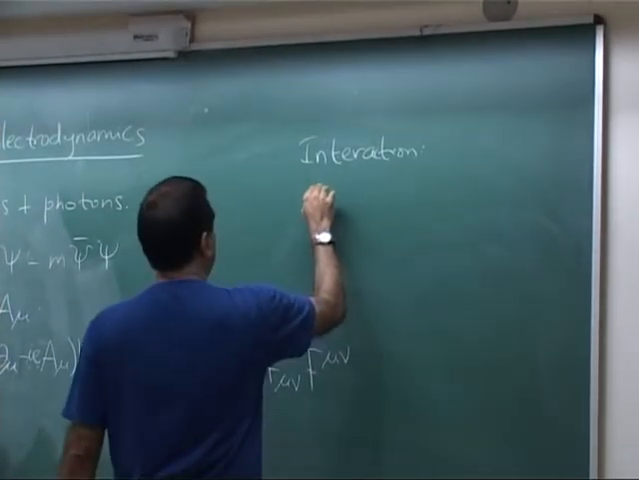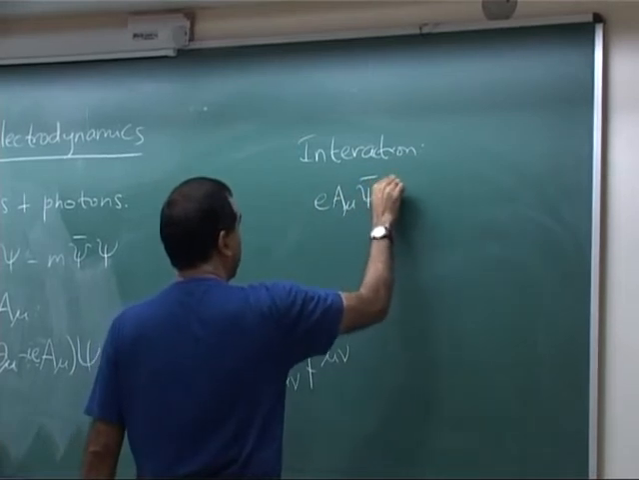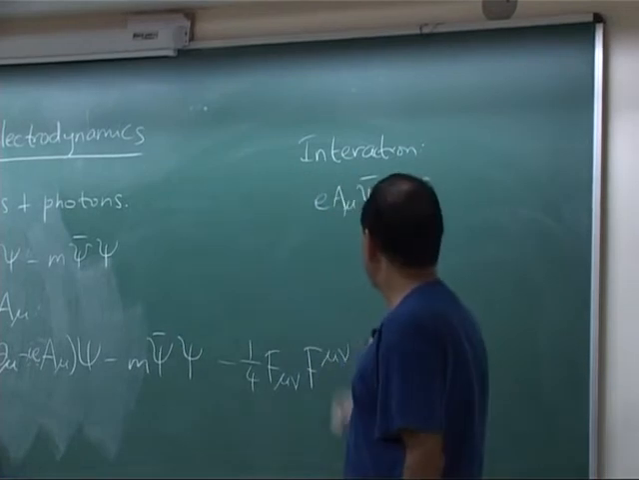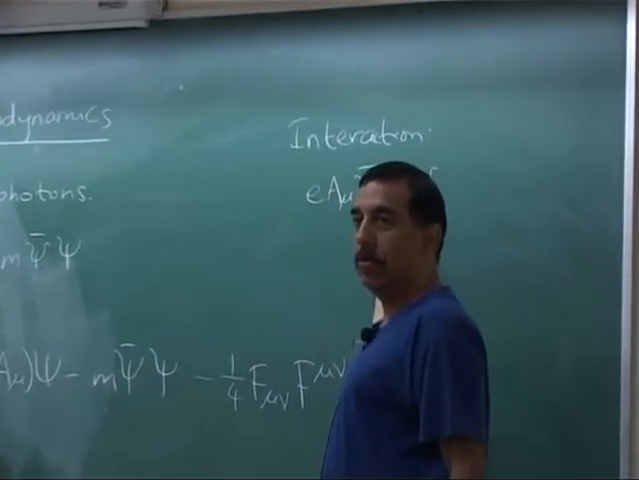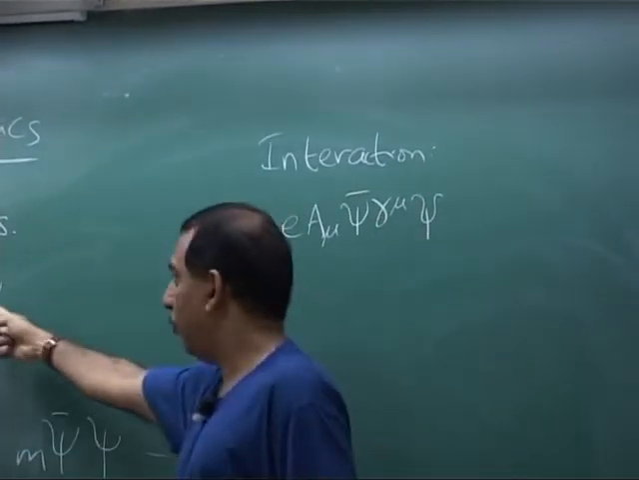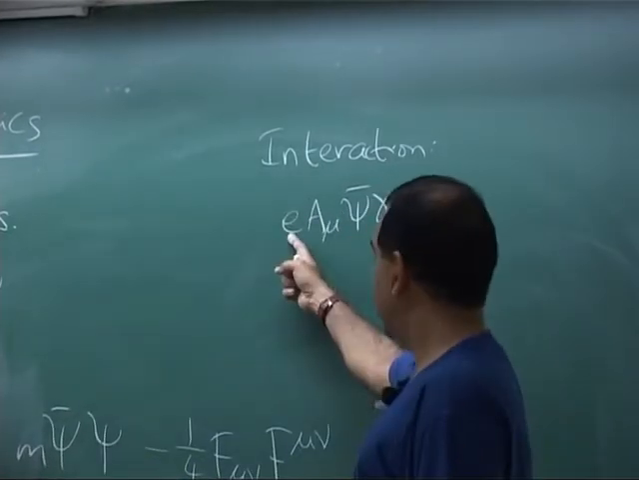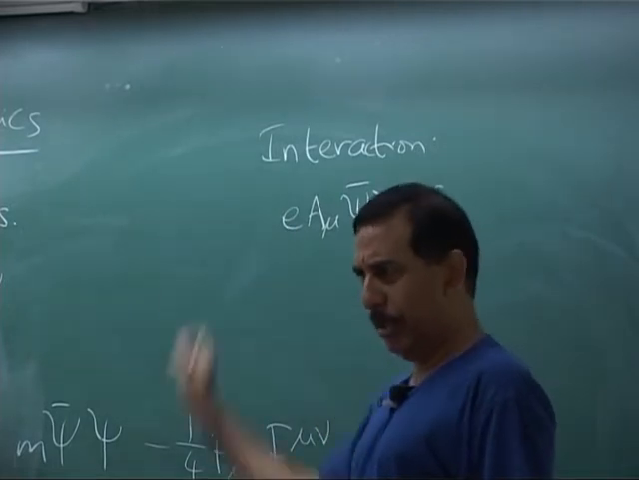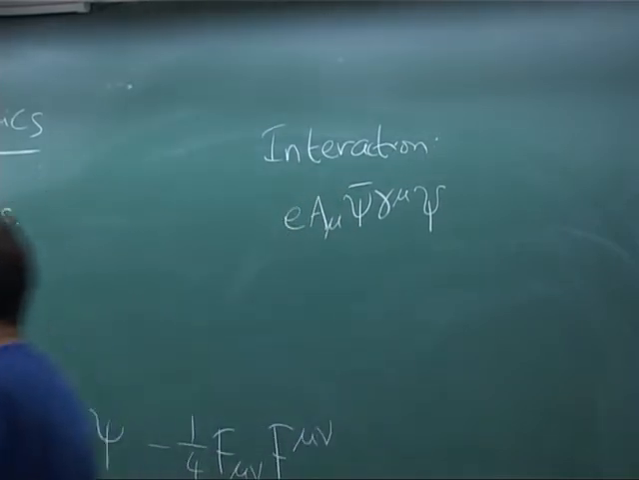It is E A mu psi bar gamma mu psi. Just like for scalar electrodynamics, it has the form of A mu coupling to a conserved current J mu. So psi bar gamma mu psi is actually the conserved current for phase transformations in this theory. And it's proportional to E, so in that sense it's analogous to lambda phi to the 4th, which is proportional to the coupling lambda.